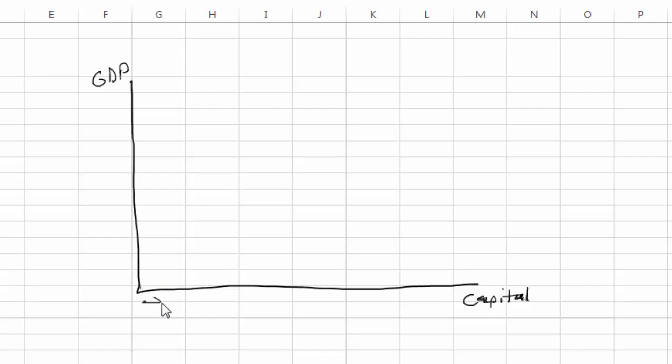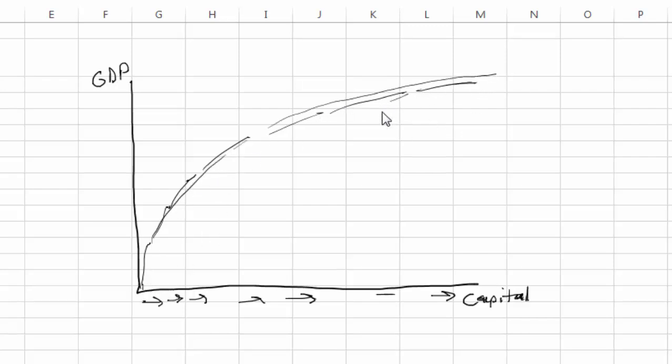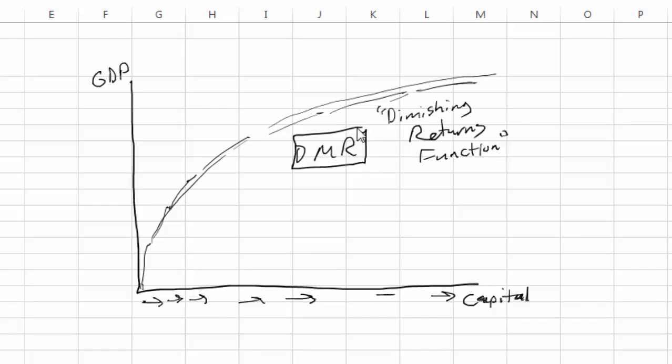When we add the first initial units of capital, it's going to grow steeply. But as we add more and more capital, if we're up here at a very high level of capital, as we're adding more capital, we get less and less extra output. And it's going to have this kind of shape. And this is what we would indicate as a diminishing returns function, or diminishing marginal returns. I often abbreviate that to DMR. It's a very familiar concept to us in economics.